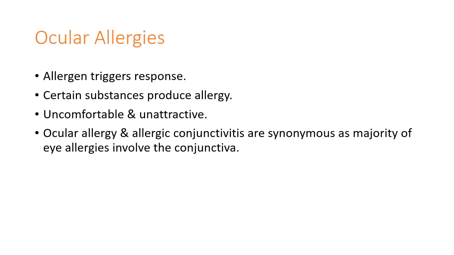So how does the ocular allergy start? Allergen triggers a response. Certain substances produce allergy. It looks uncomfortable and unattractive. So when the patient is having ocular allergy, all the time the eyes are red, the conjunctiva is chemosed, it looks red and there is watering of the eye. So it looks uncomfortable as well as unattractive. Ocular allergy and allergic conjunctivitis are synonymous terms because majority of eye allergy involve the conjunctiva.